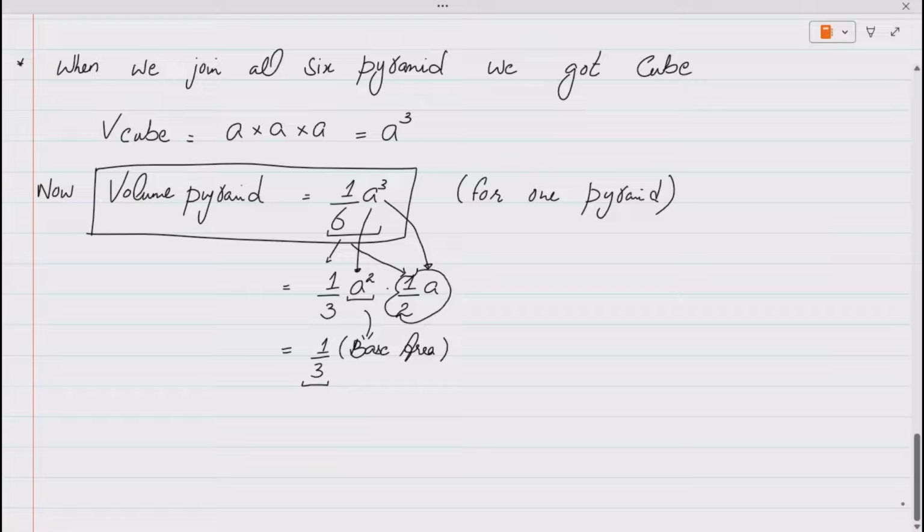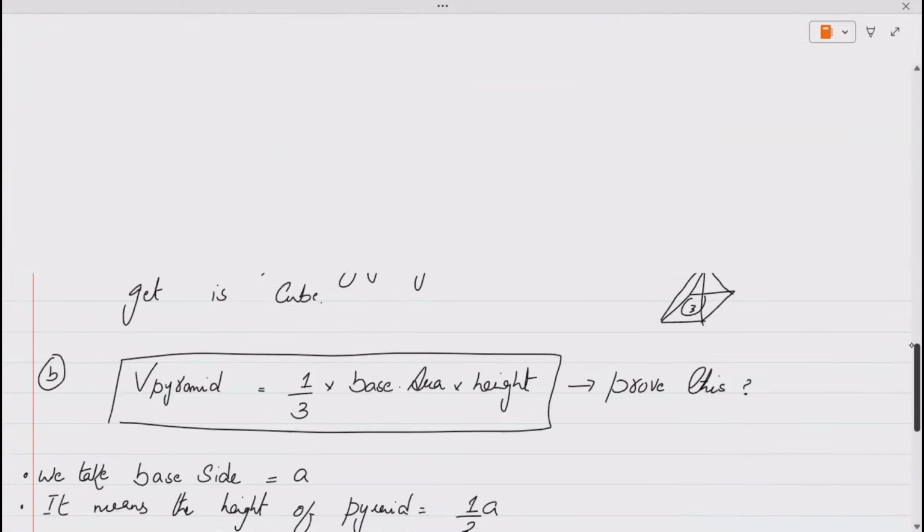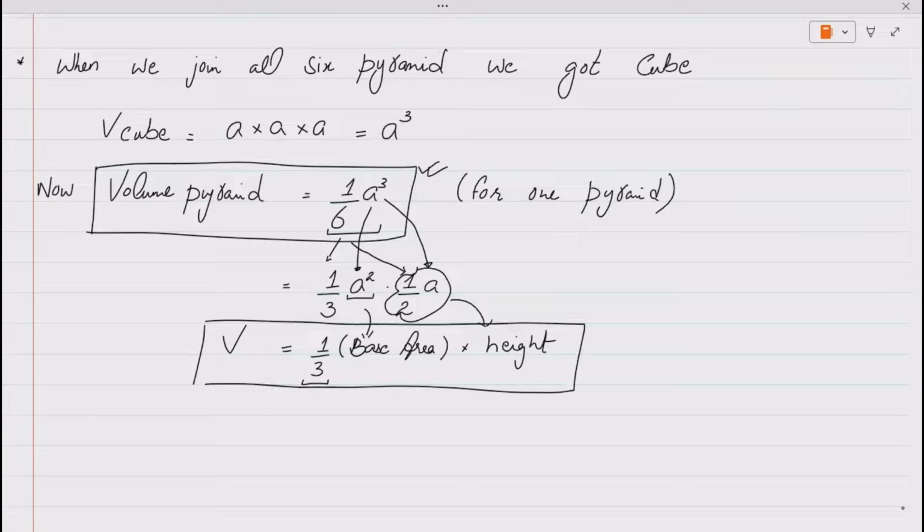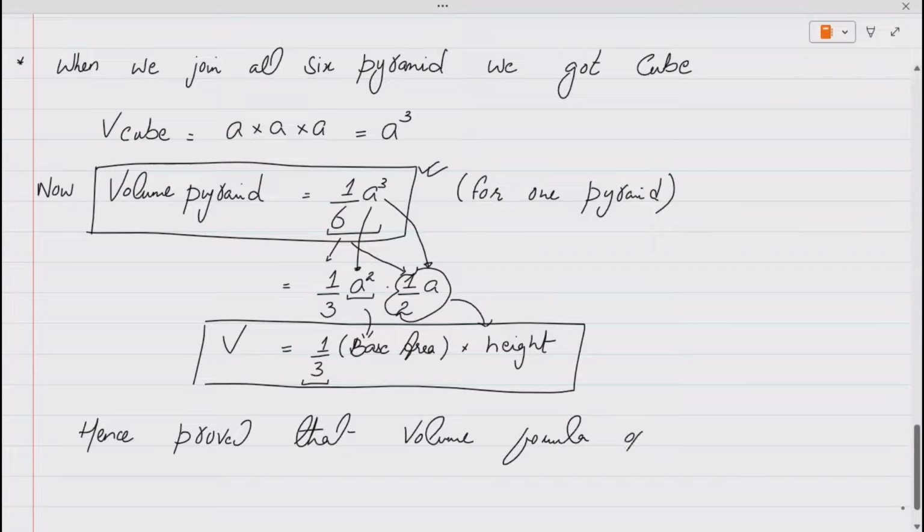And this half A, according to the given condition, is what? Height. This is height H. And now you see that from this, you get the formula of the volume of a pyramid. So it means, hence proved that the volume formula of a pyramid is correct, because we got the same formula that we took previously.